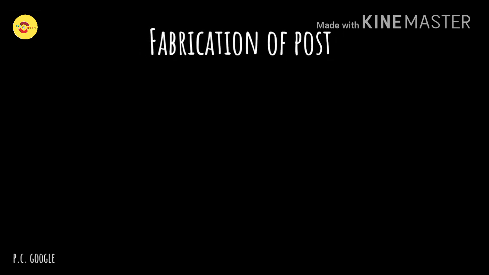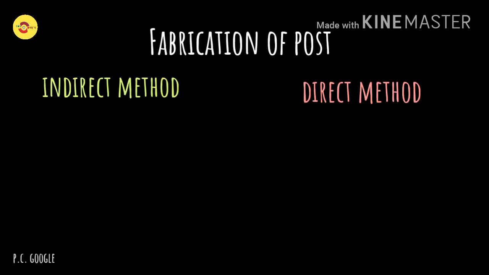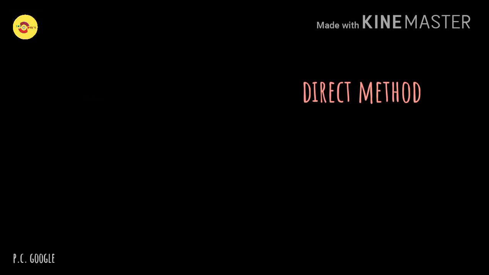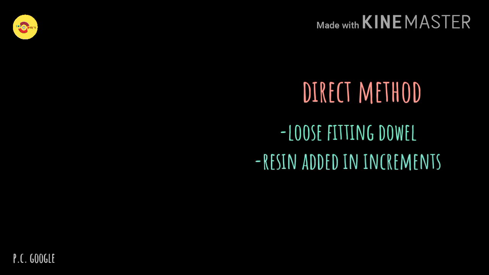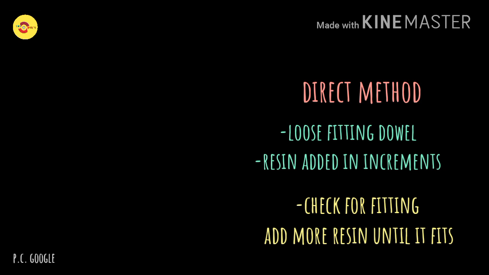How do we fabricate a post? The post can be fabricated either by the indirect method or direct method. In the direct method, a loose fitting dowel is placed into the post space which reaches till the end of the post space. Then add resin to the dowel by bead brush technique. Check for the fitting, reseat the dowel inside the post space and add more resin before it polymerizes.